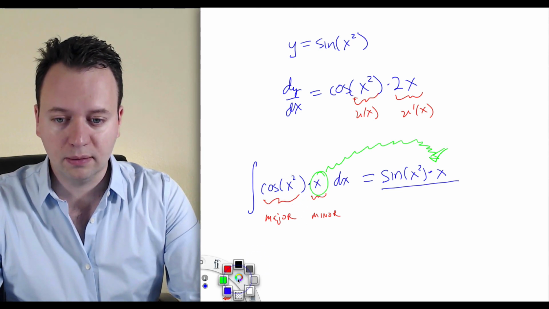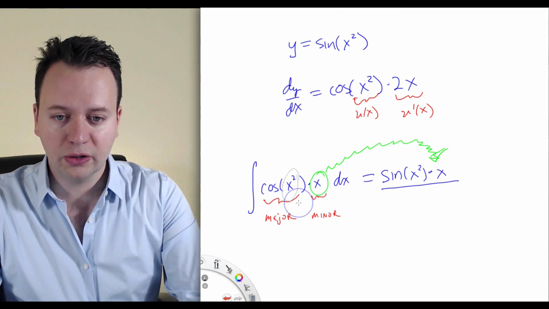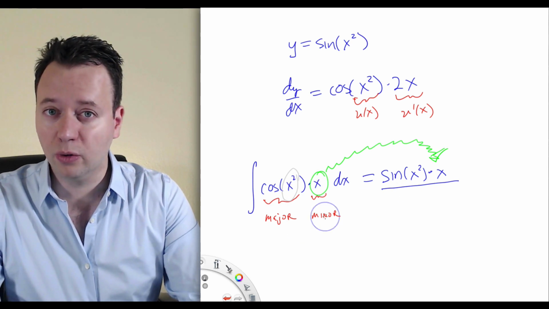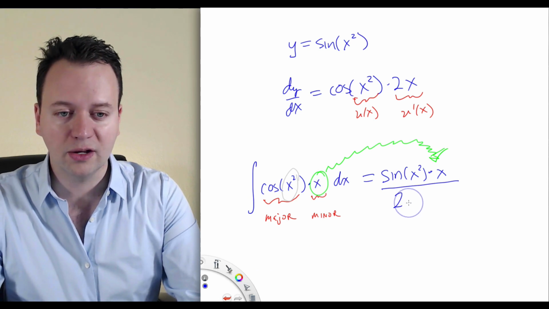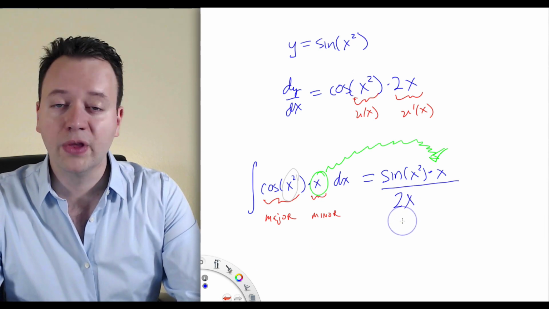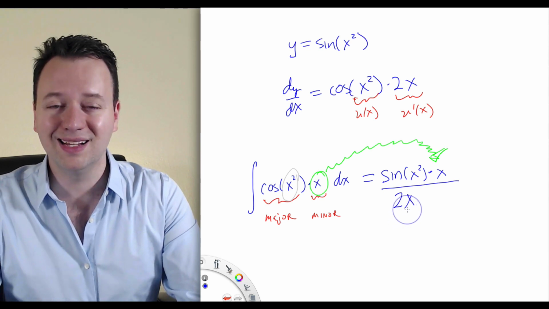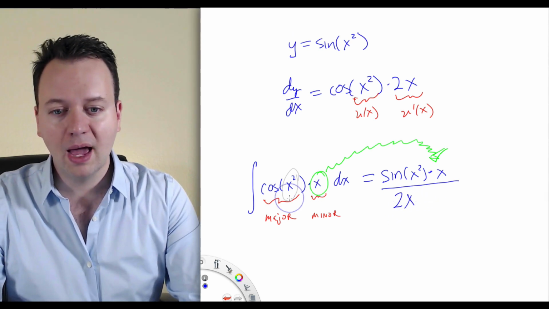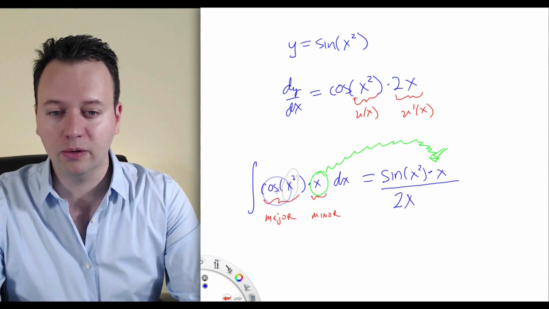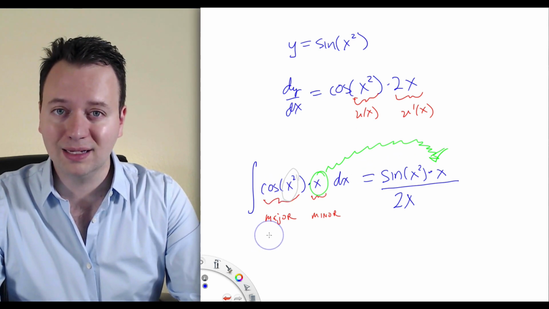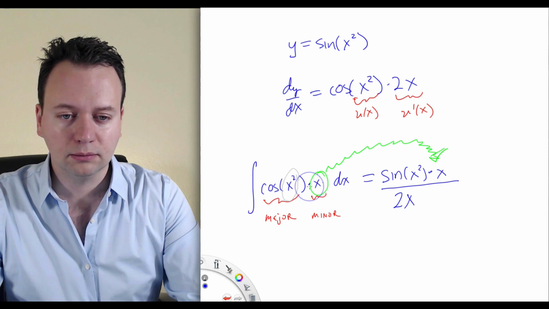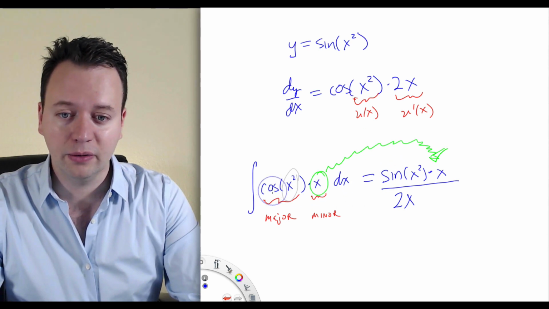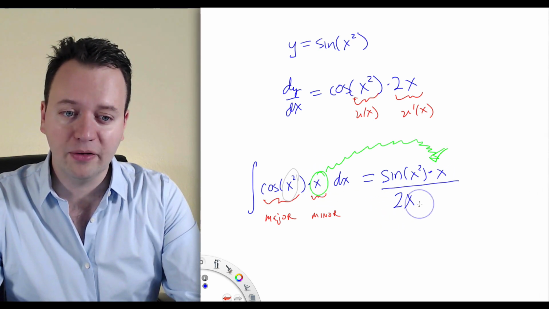So the inside function was x squared. Instead of multiplying by the derivative of x squared, we're going to divide by the derivative of the inside function, which is the derivative of x squared. The derivative of x squared is 2x. So I'm dividing by the derivative of the inside instead of multiplying by it. And also I'm engaging my integration rule backwards. The derivative of cosine is minus sine, but the integral of cosine is plus sine. So I did the rule backwards. So cosine of x squared becomes sine of x squared. The minor stays along for the ride, and then I divide by the derivative of the inside.